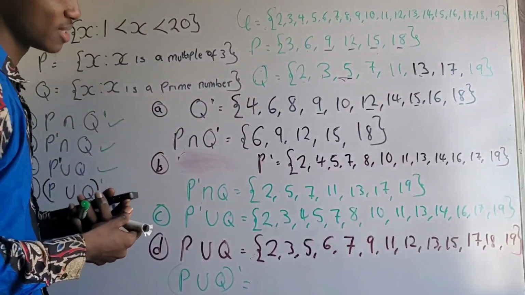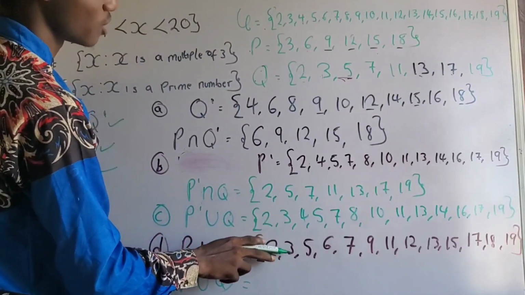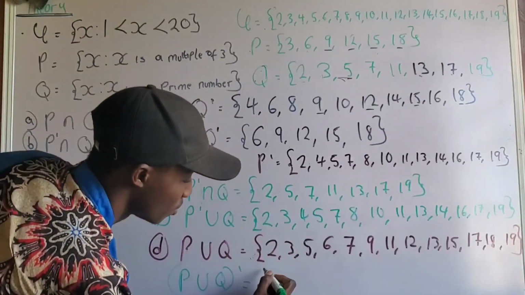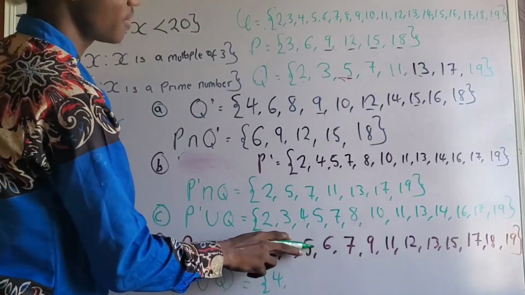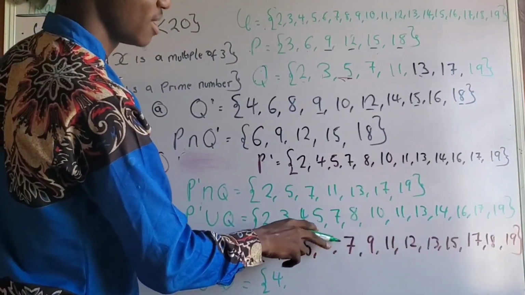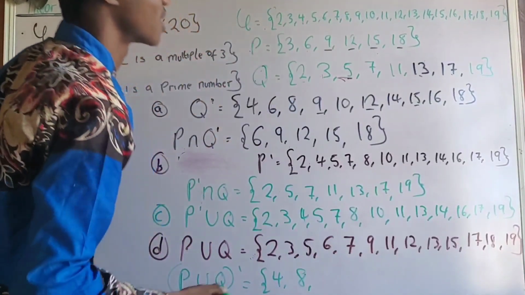2 is present, so we are not going to include 2. 3 is present, we are not going to include 3. 4 is not present here, so we are going to put 4. 5 is present, we are not going to include 5. 6 is present. 7, okay. 8 is not present, so we are going to put 8.